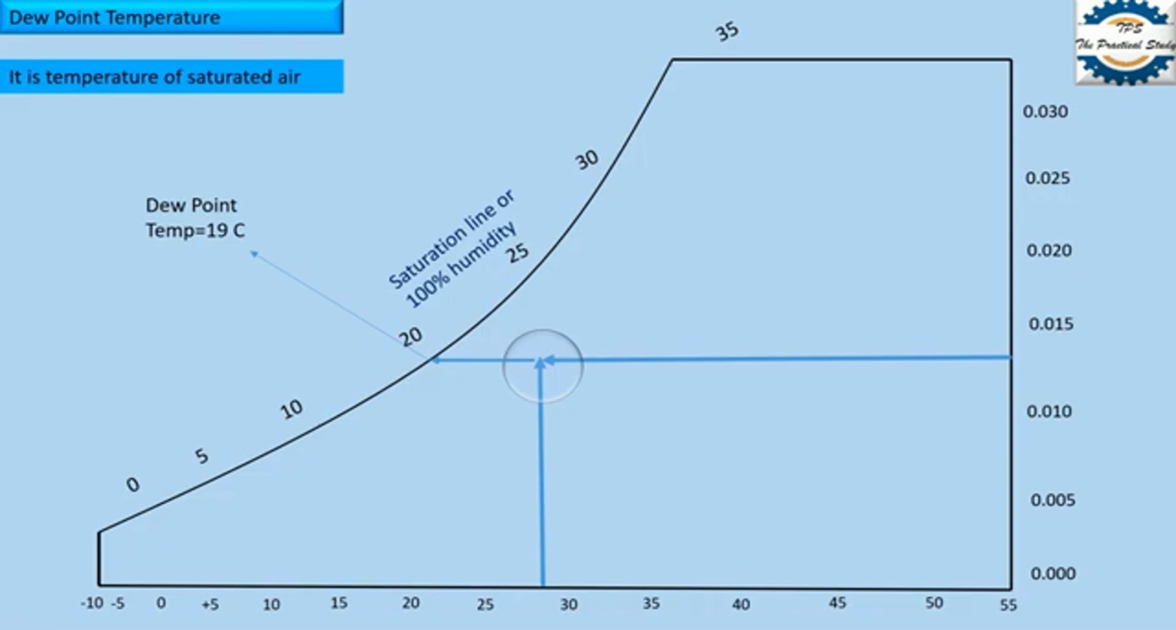I hope this is clear. Let's move to the next parameter, specific volume and also enthalpy. Specific volume and enthalpy we will discuss in a single slide. Specific volume is the volume of air per unit gram of air. Its unit is meter cube per gram, or in other words, if you have 1 gram of air, then the volume of 1 gram of air is the specific volume.